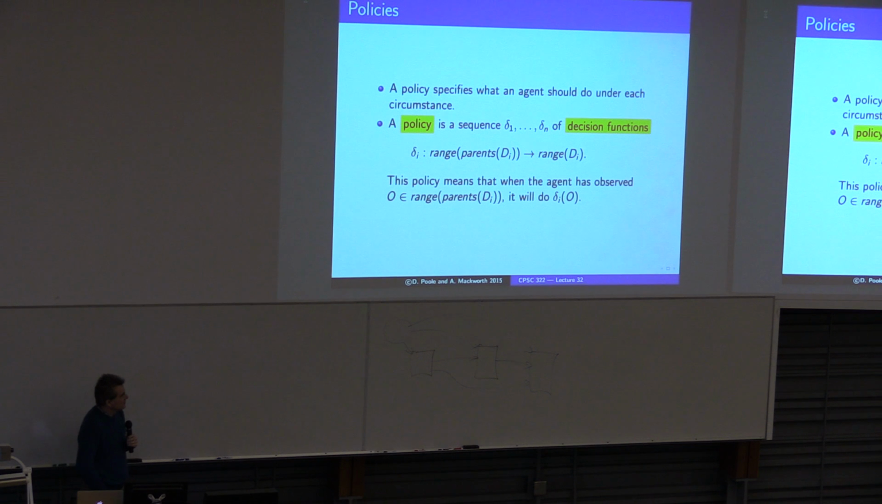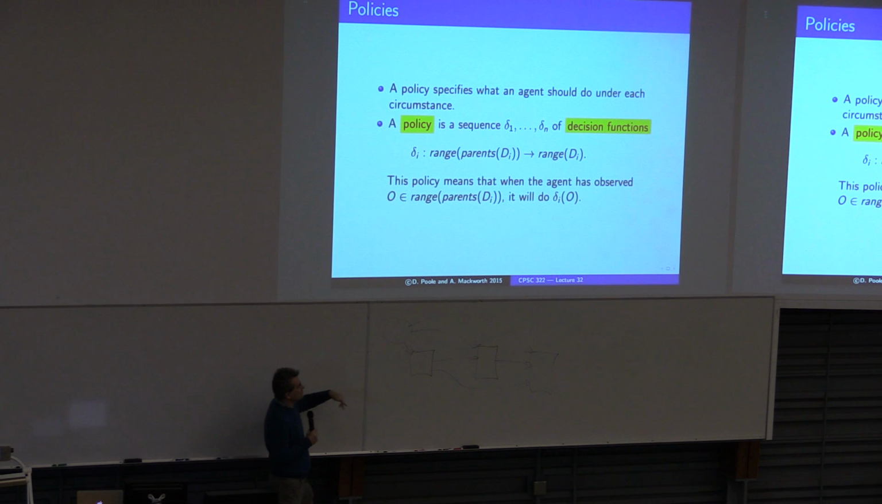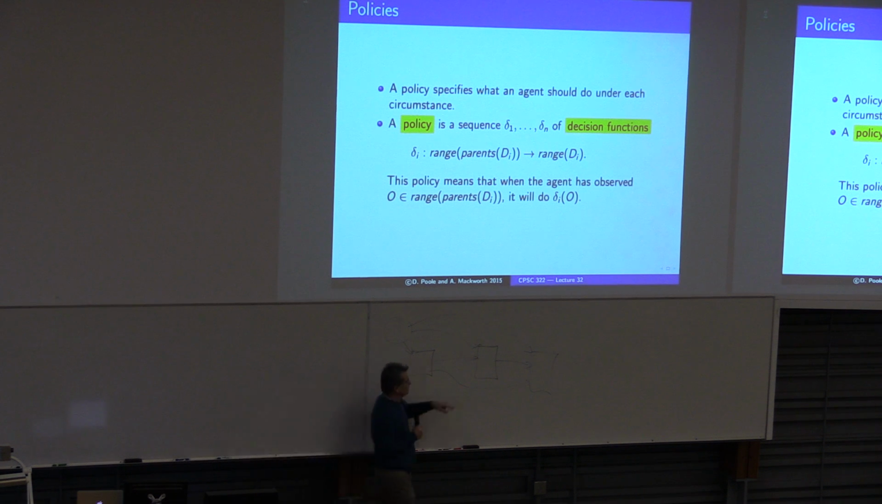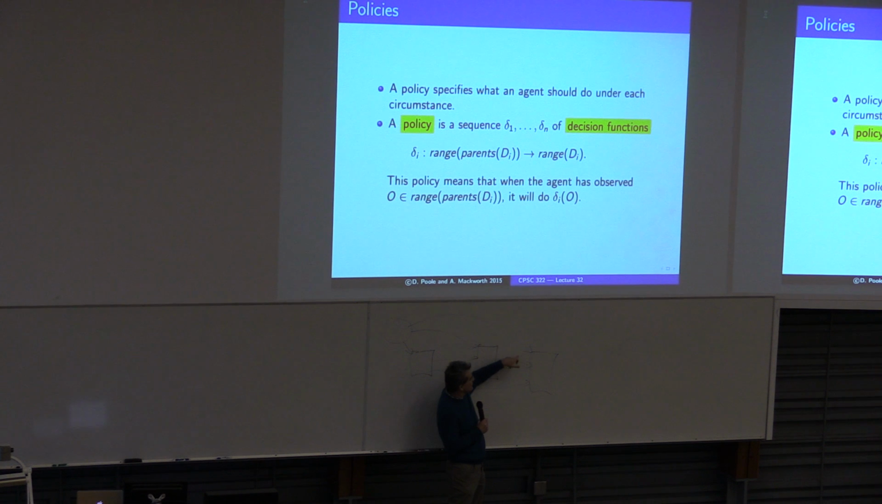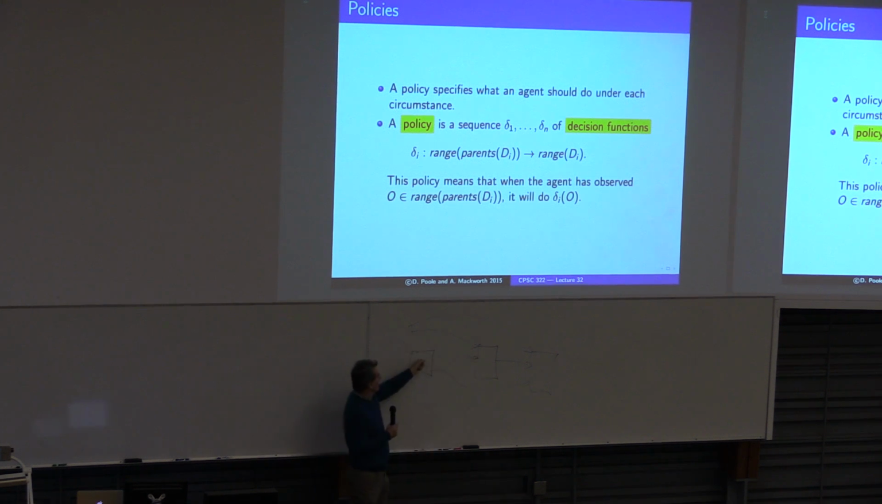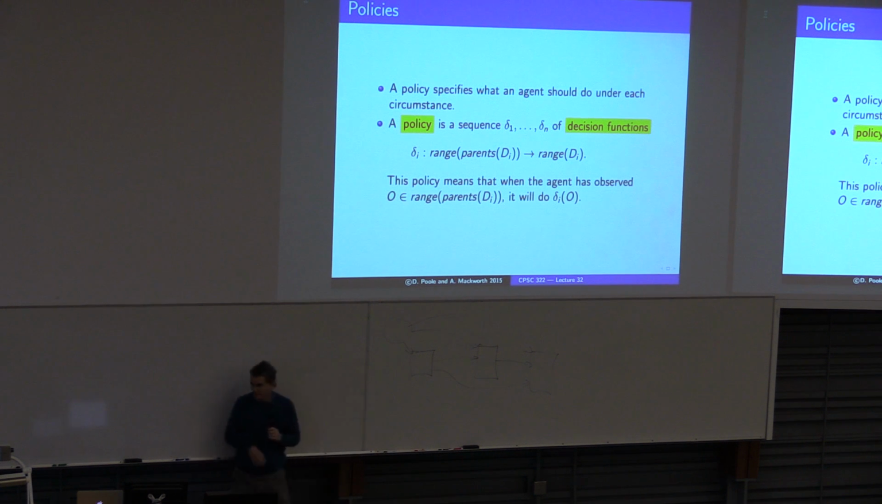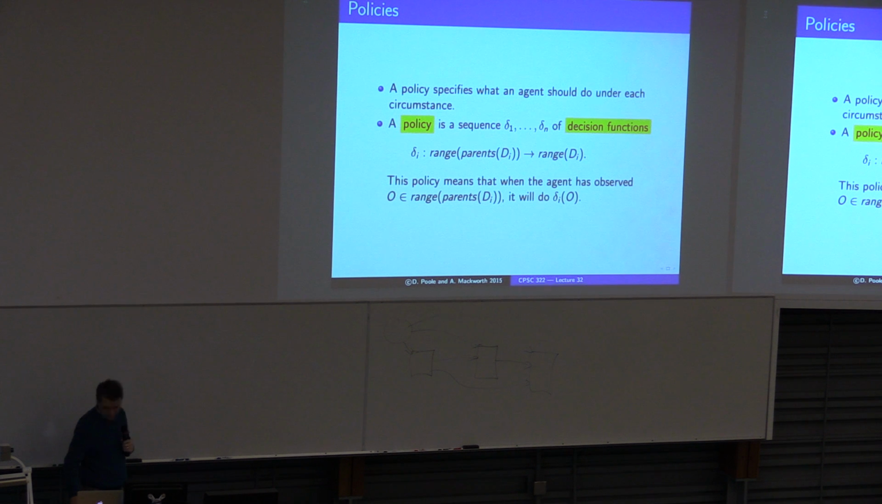And so what we're going to do is to denote this notion of a policy. A policy specifies what an agent should do under each circumstance. So a policy is a sequence of decision functions, a decision function for every decision variable, and it's a function from the parents of this decision node into what I should do at this decision node. So this is all formal gobbledygook, but you might look at it later.